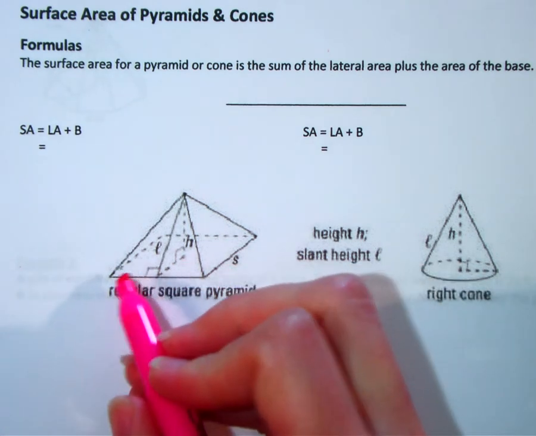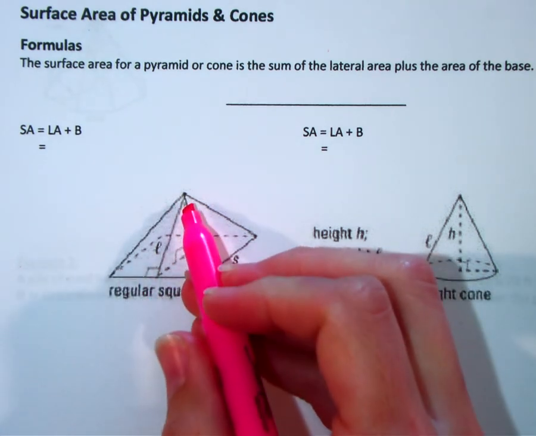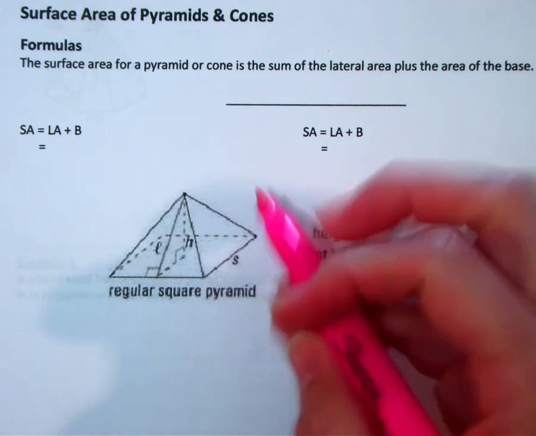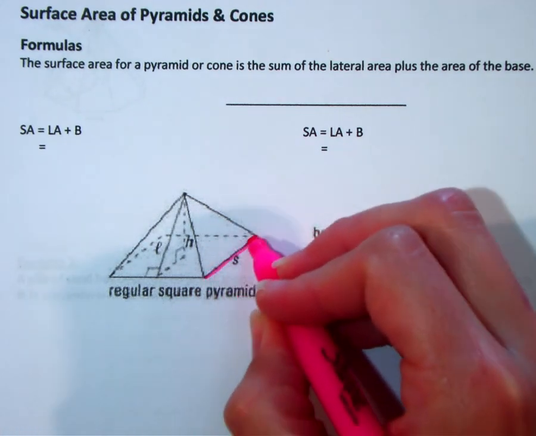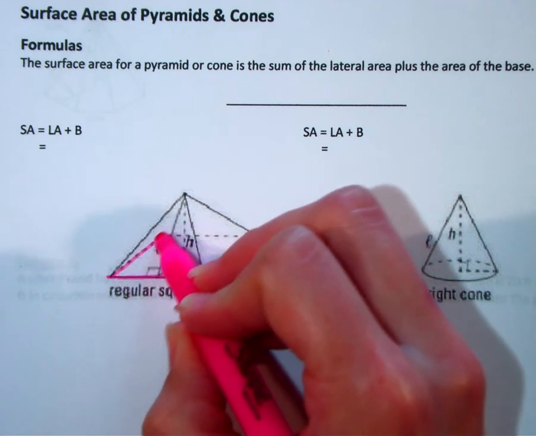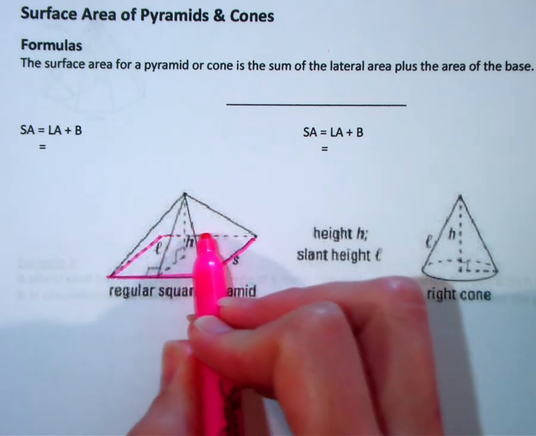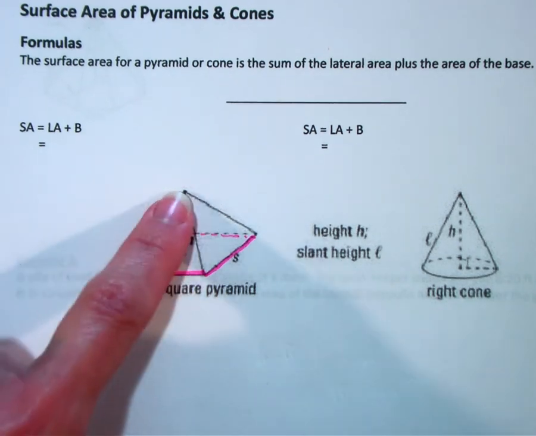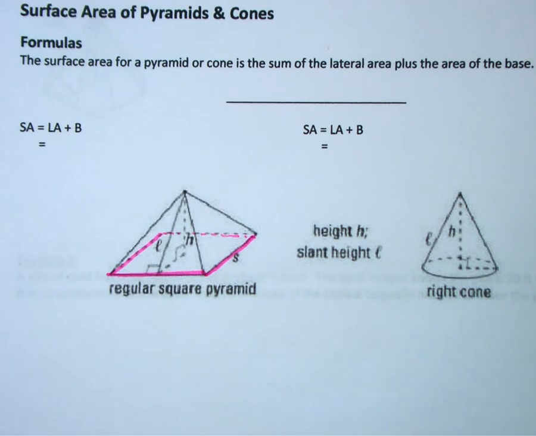So in a pyramid, all of the sides this time are triangles instead of the sides being rectangles. So that's going to change our formula a little bit. The other thing is, S stands for the side length. So this is the side of the base, side of the base, side of the base, side of the base here. That square on the bottom is your base, and this is a square pyramid because they all come up to one point.